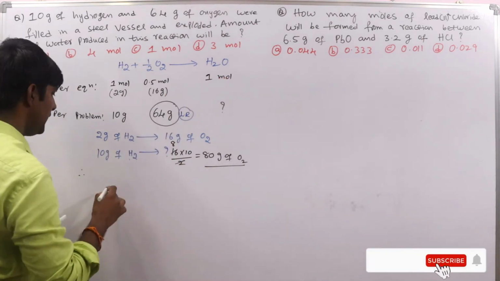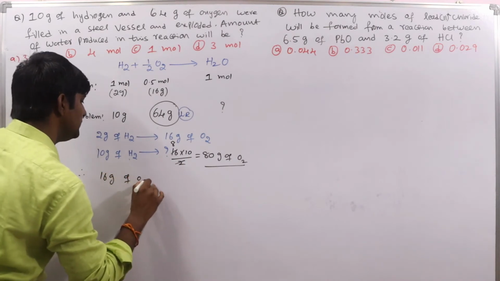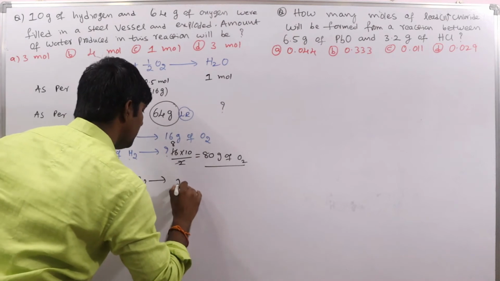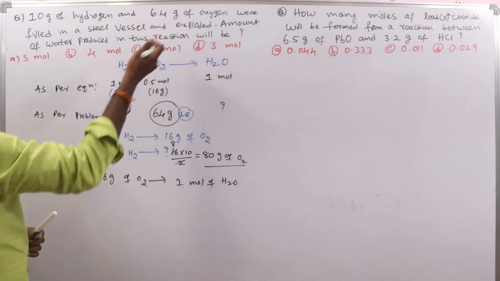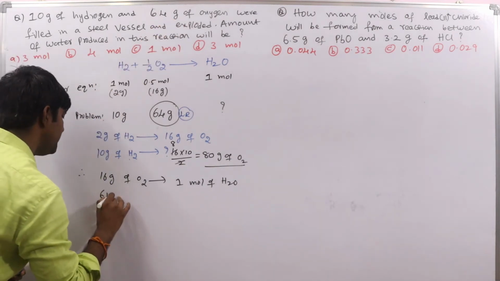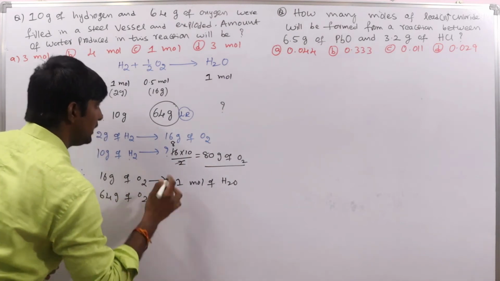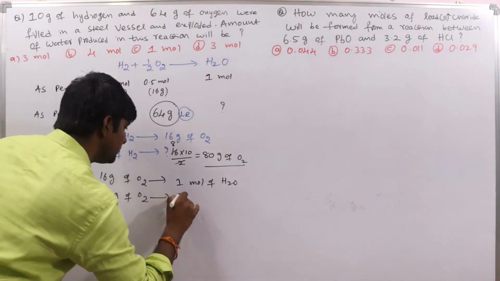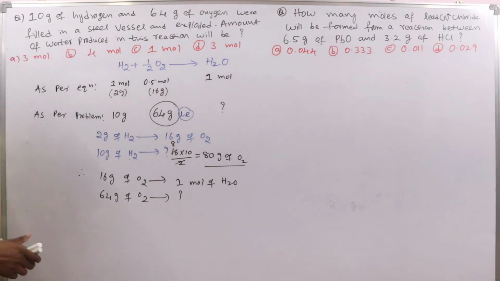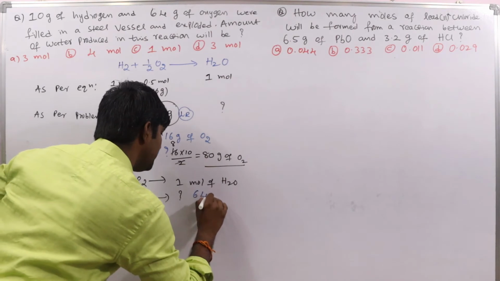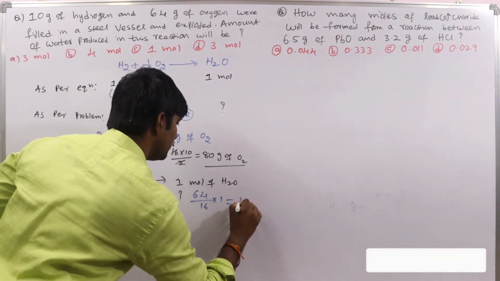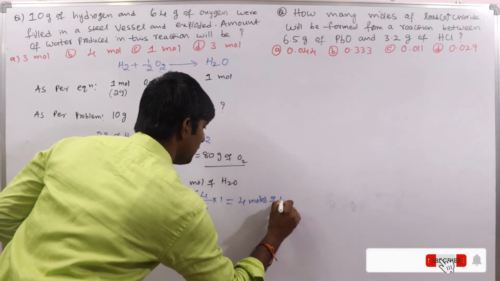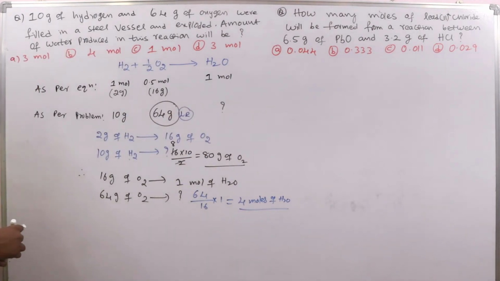Now see here, 16 grams of oxygen gives how much water? 1 mole of water. We have to identify how many moles of water are formed. 64 grams of oxygen is provided. 64 grams of oxygen gives how many moles of water? Very simple: 64 by 16 into 1. Even if you don't write this, no problem. So 4 moles of water is formed. So what is the answer? Option B is our answer.